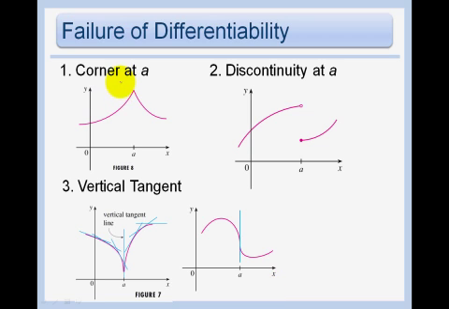The first example, we have a corner at A. That's right here. And what we're saying is, if we look from the left-hand side at the tangent line, it's positive. And then we go a little bit further and it is a huge jump. So at x equals a, we have this huge jump. That is an example of failure of differentiability. In number 2, that's just our easiest example. If it's discontinuous, then it can't be differentiable. And number 3 is just the case of a vertical tangent, where at A, we actually have an undefined tangent line.